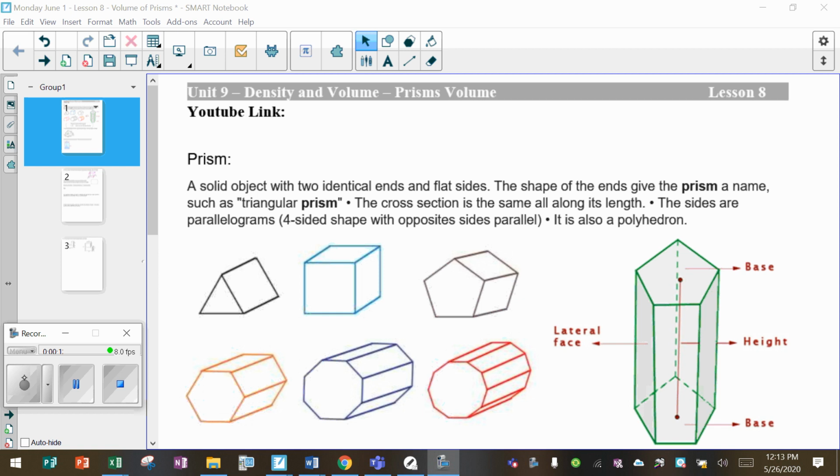Today we're going to talk about volume of prisms and density, and then we'll do a little bit of practice, and then we'll call it a day.